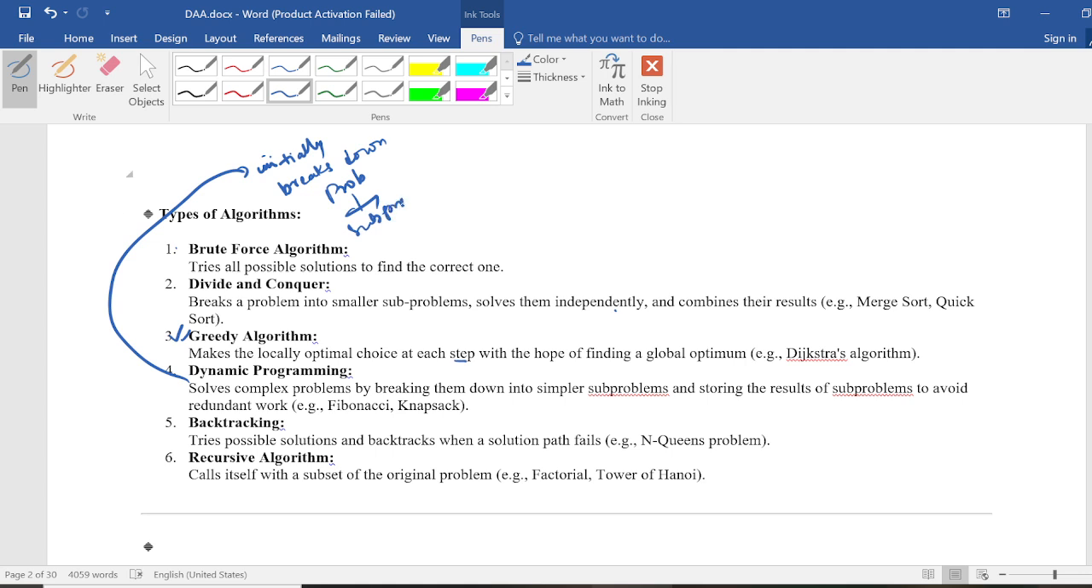It solves the subproblems, each only once, and then finally stores them in tabular form or array form, a table or array.